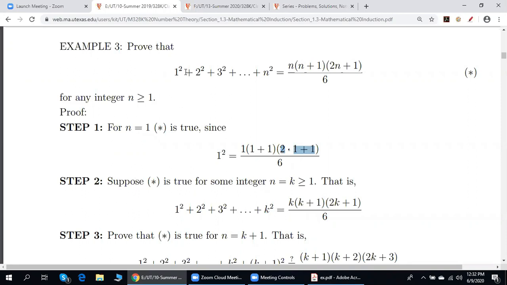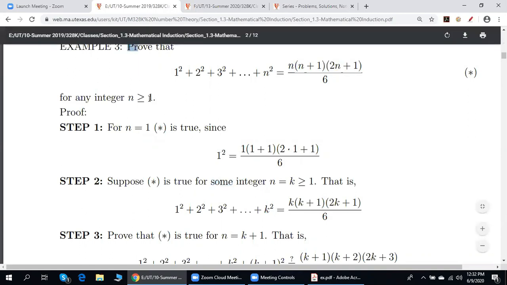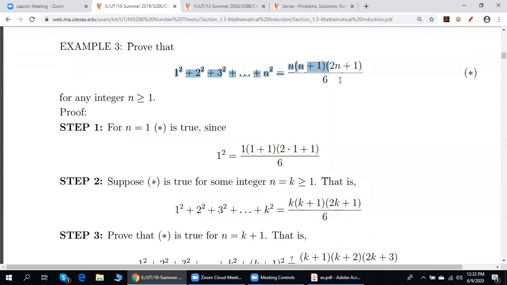Step 2. Suppose this is true for some. Once again, this is a big fundamental difference between this and this. Here for any, here for some. Suppose this is true for some integer n is equal to k, where k is greater or equal to 1, namely this. Step 3, prove that this is true for n is equal to k plus 1.